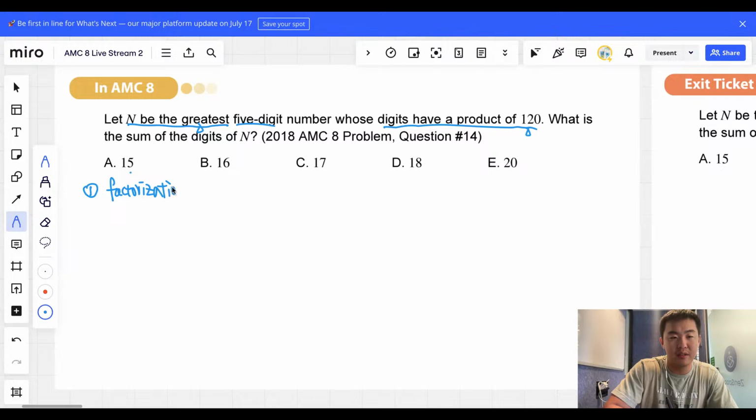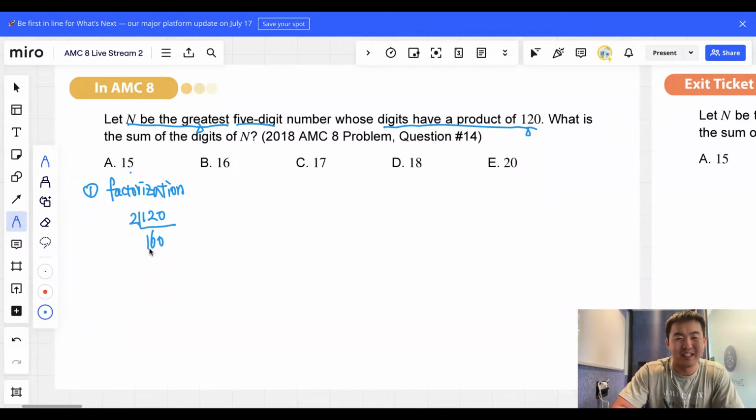Okay, very good. 120. Since it's an even number, we want to start with 2, the first divisor. Then we get 60. Same deal, 60 is still an even number, so divided by 2 again, we get 30. Divided by 2, okay, it's no longer even. It's an odd number, 15. So 15 definitely is a product of 3 and 5. So you can divide by 3, and the last number we have here is 5.